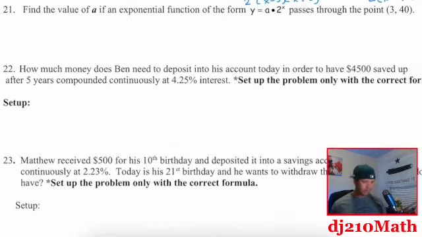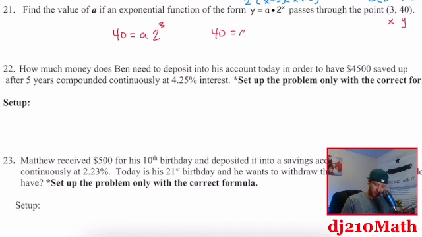Find the value of a if an exponential function of the form y equals a times 2 to the x passes through the point (3, 40). So 3 is your x value, 40 is your y value. What we're saying is just plug in the values. So 40 is equal to a, that's the thing we're looking for, times 2 to the x power, which is cubed. 2 cubed: 2 times 2 is 4, times 2 is 8. So 2 cubed is really 8. So 40 is equal to a times 8.